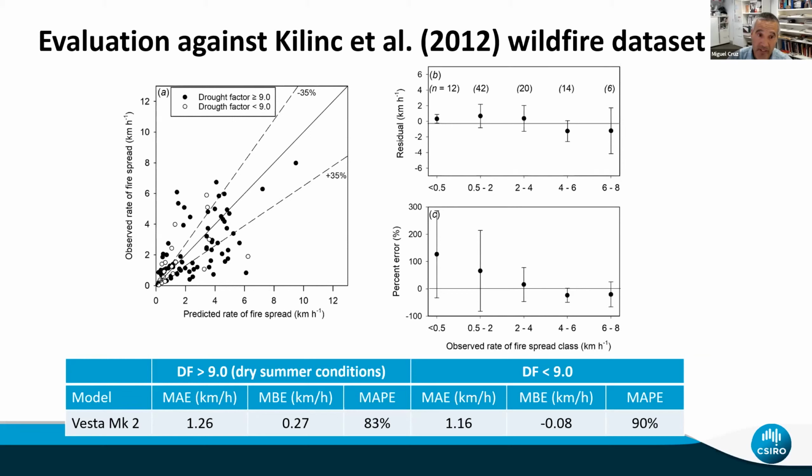When you go to the bottom, the percent error graph, what you see is that the slow spreading fires are really the ones that have larger errors. As the observed rate of spread increases, there's a decrease in the percent error. And as you go to 2 to 4, 4 to 6, and 6 to 8, the error from the model is lower than 25%, plus or minus 25%.